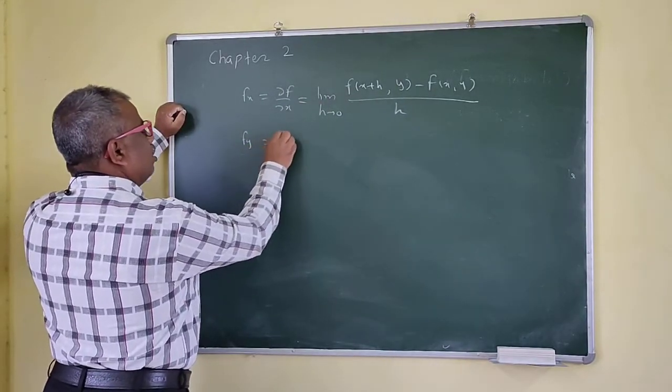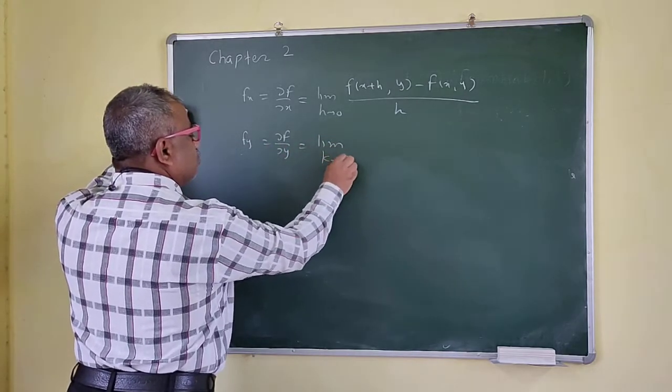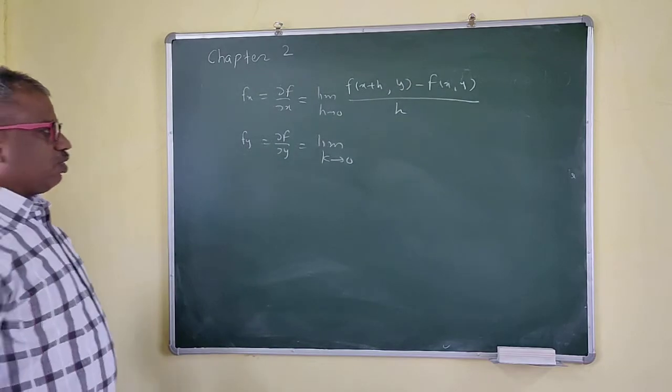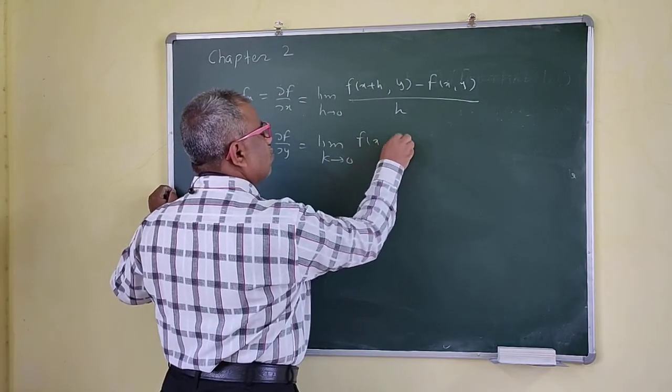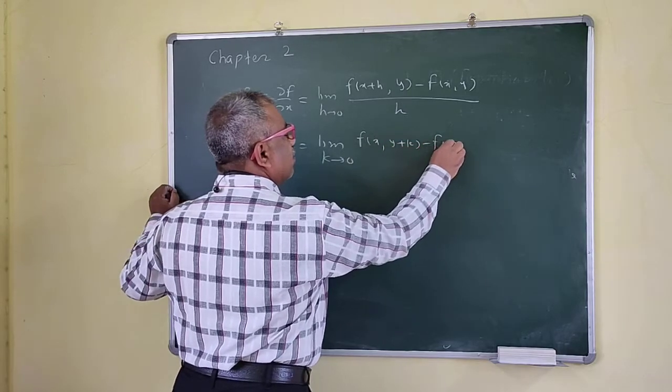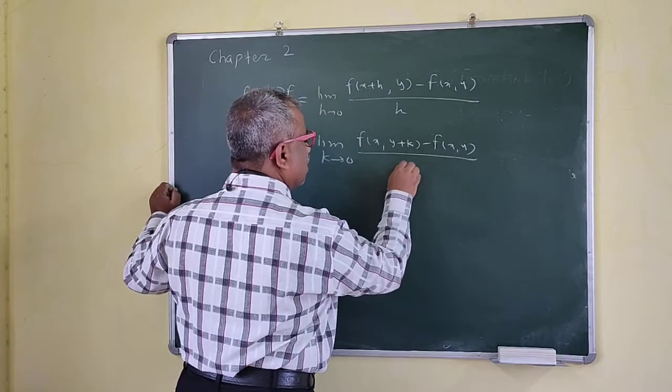So fy, dou f by dou y, is the same as the limit as k tends to 0. What you have to do is increase your y coordinate by k. So this is [f(x, y + k) minus f(x, y)] upon k.